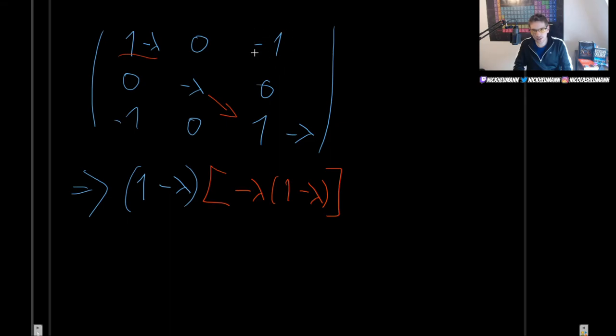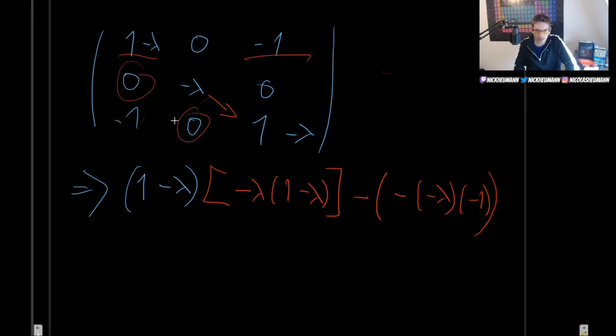And for this part right here, we have minus 1 times 0, 0 times 0, so this part doesn't count, minus this part times this part. So we get minus lambda times minus 1. This can be a little bit confusing, there's a lot of minus signs. This is just linear algebra, right? We're taking the determinant, so it's this part times this times this minus this times this. That's our classic linear algebra stuff.